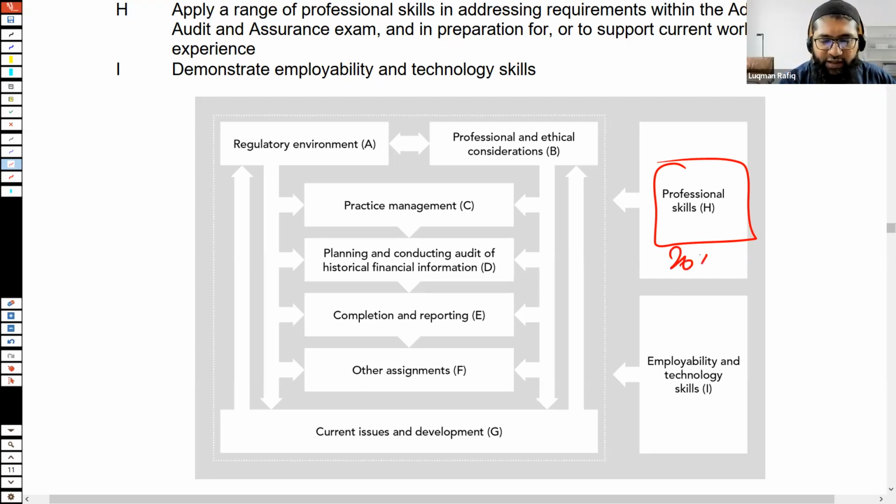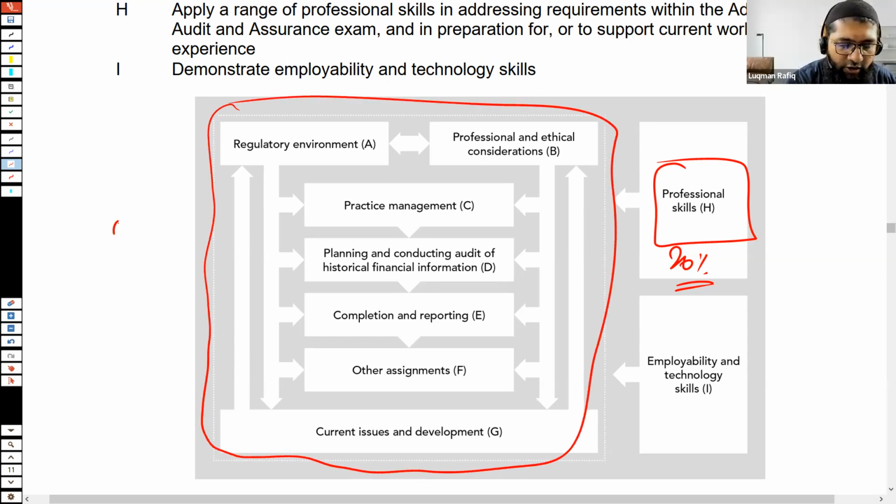where you would have 20% professional marks. So that means you would have 80% marks coming out of the technical skills that you have, and you would have 20% marks coming out of the professional skills.